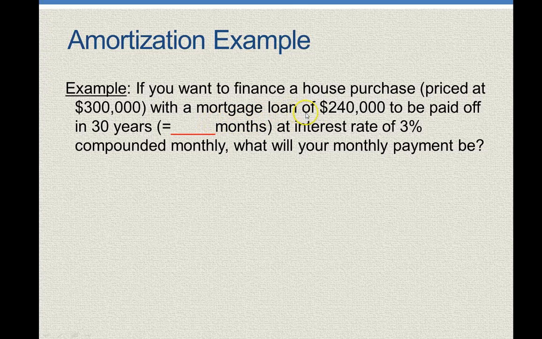The mortgage loan is $240,000 and it's a 30-year loan. So here we are also working with months. 30 years is 360 months, at an interest rate of 3% compounded monthly. Again, if the question doesn't specifically mention a monthly interest rate, always assume the interest rate is annual. So we should divide this 3% by the number of months within a year, which is 12. That will give us 0.25% for the monthly interest rate. And what will your monthly payment be?